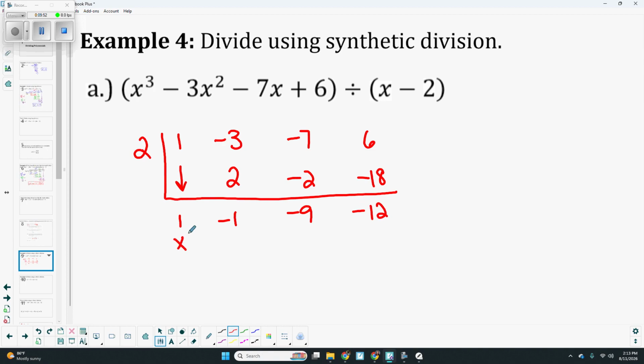So that means this is my x squared, my x, my constant, my remainder. So this would be x squared minus x minus 9 plus negative 12 over what I originally divided by, x minus 2.